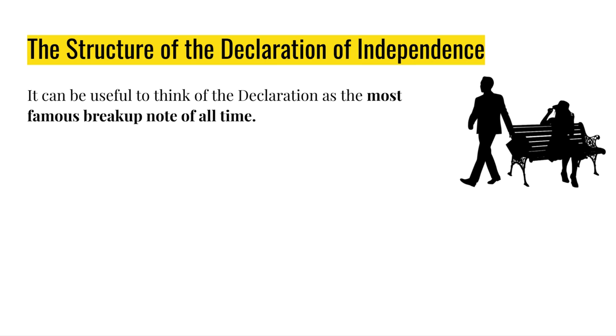Because without the Declaration, the nation wouldn't have become a nation. We would have remained colonies of Great Britain, and our story would have turned out far differently. So for our purposes, think of it as a breakup note. A relationship is coming to an end. A political relationship is coming to an end. We are separating from Great Britain. That is the significance of the Declaration in that it severs that tie.